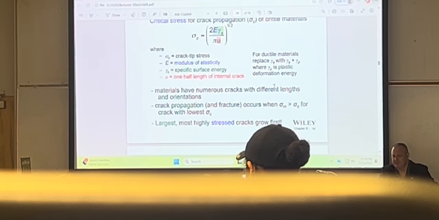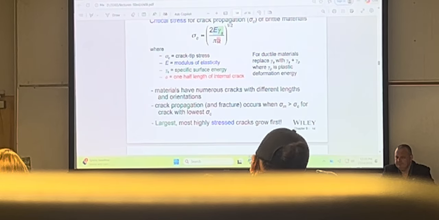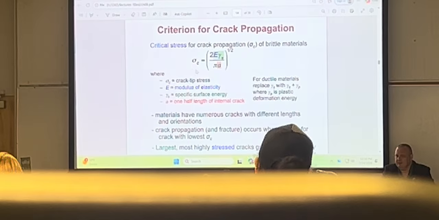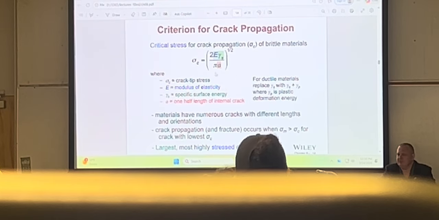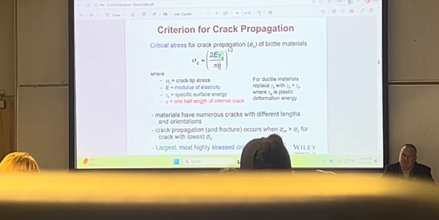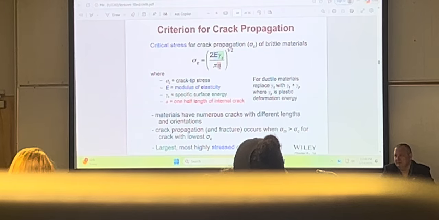This is fracture in brittle materials. And the condition for fracture is when the stress exceeds that value. Also, I can tell you that this surface energy is affected by the environment. So if you're driving a car and it's raining and the stone hits, there's more chance that the crack will propagate than if it's dry.